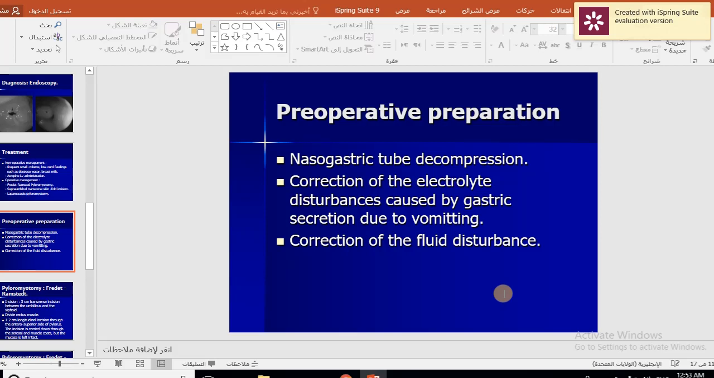The pH of the patient with alkalosis in pyloric stenosis is always above 7.5. When it is lowered and nearly normalized, we can do surgery. The surgery is not possible until the pH of the patient is below 7.45.